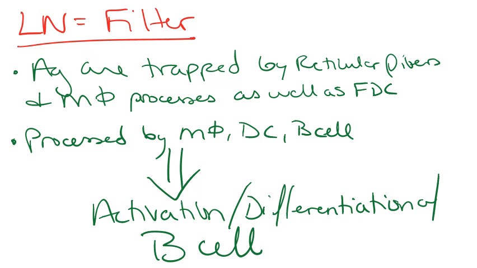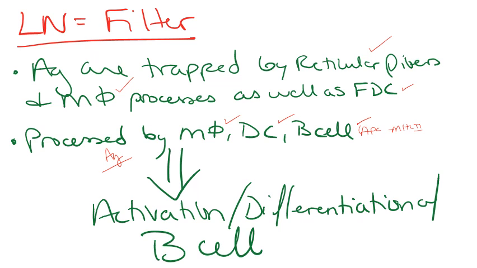So, we've already established the lymph node is a filter. Antigens are trapped by the reticular fibers and the macrophage processes, as well as our follicular dendritic cells that are actually being the antigen presenting cells. They're going to be processed by them, I mean the antigen. So antigen is processed by the macrophage, by the dendritic cell, and by the B cell, because remember the B cell can be antigen presenting with MHC class 2.